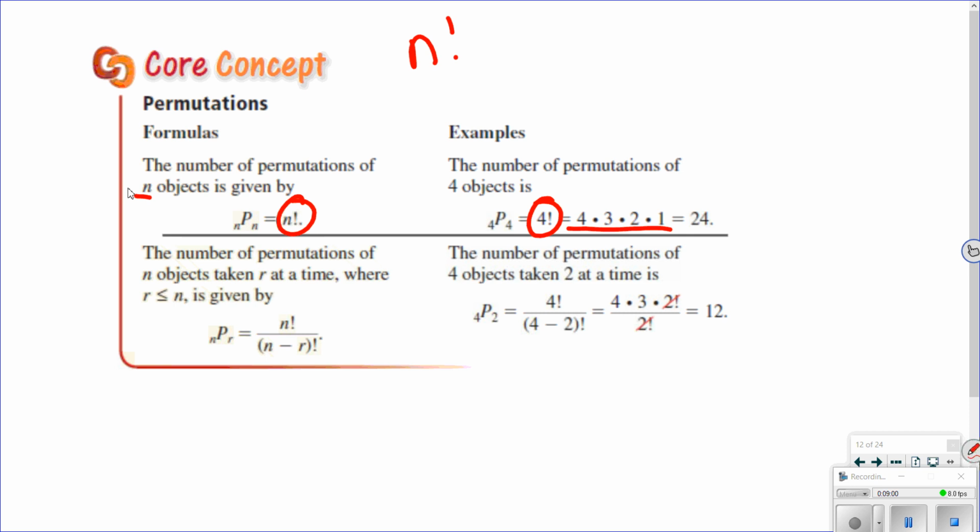It means 4 times 3 times 2 times 1. If I said, what is 7 factorial? It is 7 times 6 times 5 times 4 times 3 times 2 times 1. So that factorial, the exclamation mark, just means you're timesing those in descending order like that, all the way down to 1. So that's pretty easy. And that's what happened back here.